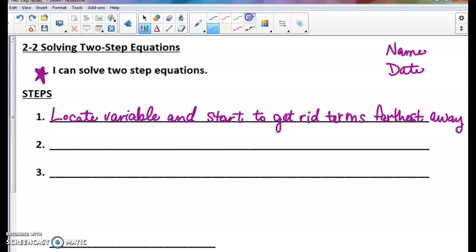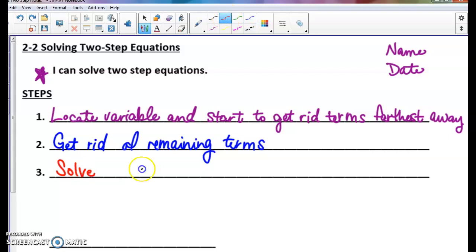are farthest away. Step 2, same thing, we have to get rid of the remaining terms, because once again, different things could be happening. We know how to multiply, and the opposite operation is to divide. We know if whatever's left over is being added or subtracted, we're going to transpose it. And the last little bit is to solve and check. So make sure our variable is isolated alone and check for our solution.